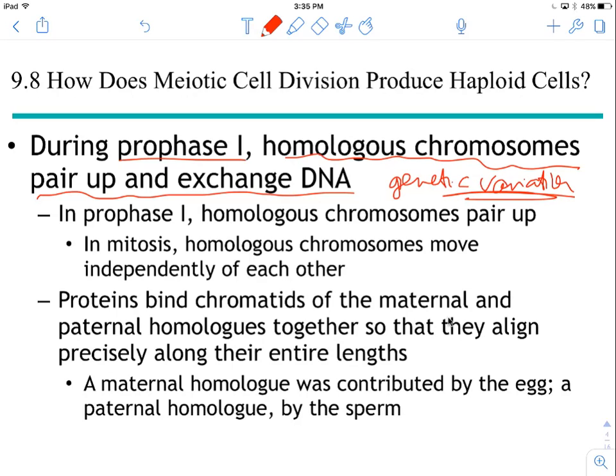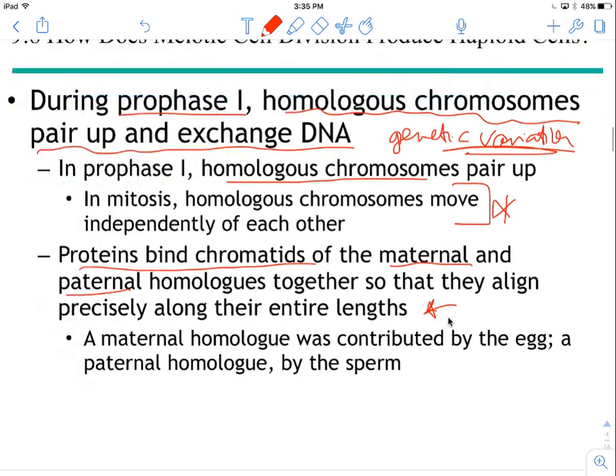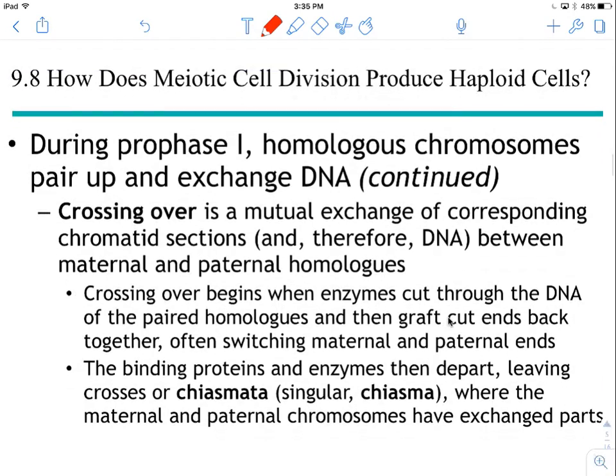All right, so our homologous pairs of chromosomes pair up. Again, in mitosis, this does not happen. Proteins kind of stick them together so that the chromosome you got from mom and the chromosome you got from dad line up perfectly along their lengths. After they line up and they get all set, a process called crossing over happens.